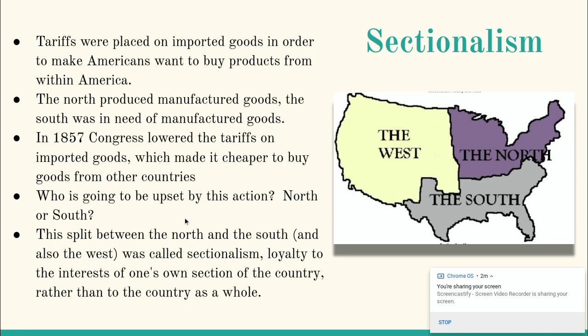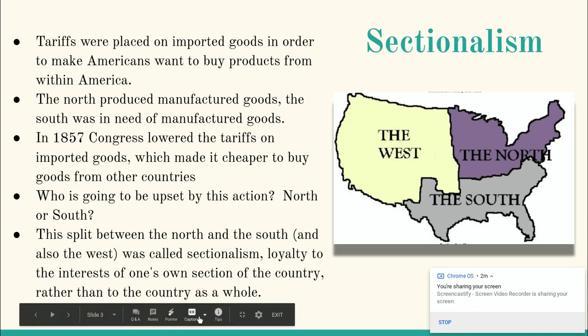So there became this split. And if you look at the map, we have the North, the South, and the West. And basically everybody in those three sections, they had loyalty to their own section of the country instead of having loyalty to the country as a whole. So this is called sectionalism, which is up here at the top, okay? So the split between the North and the South and the West was called sectionalism. They each have loyalty to their own section of the country. So this is one of the first causes of the Civil War.